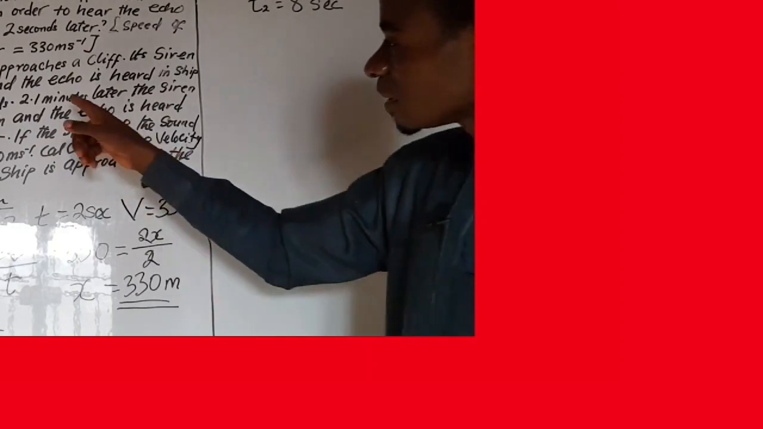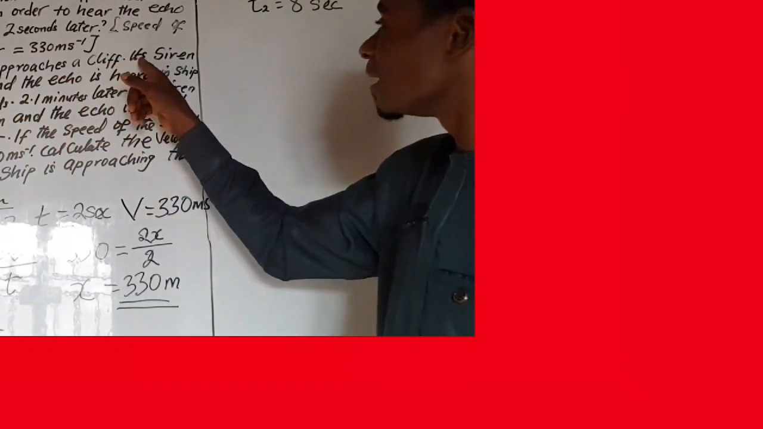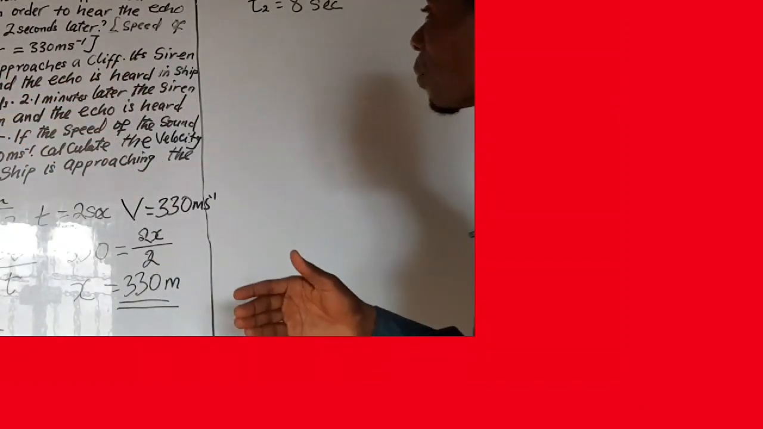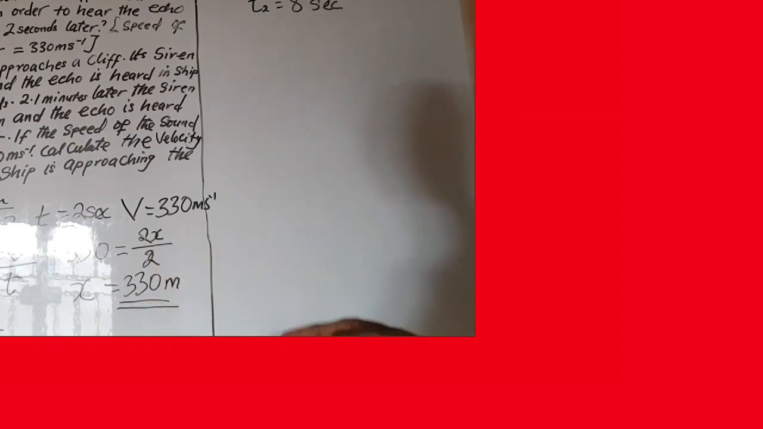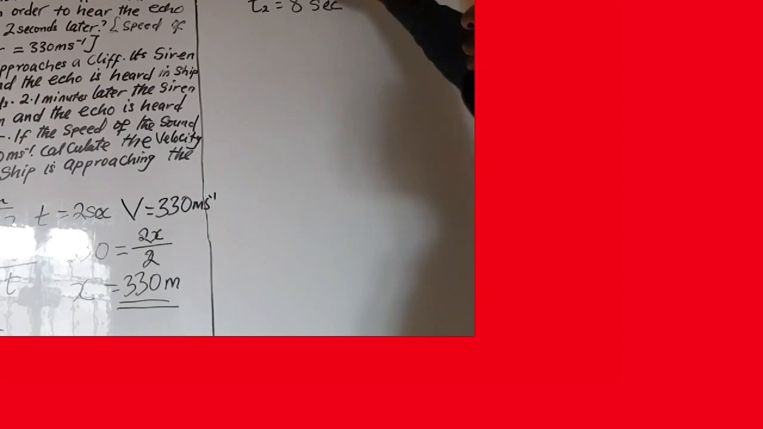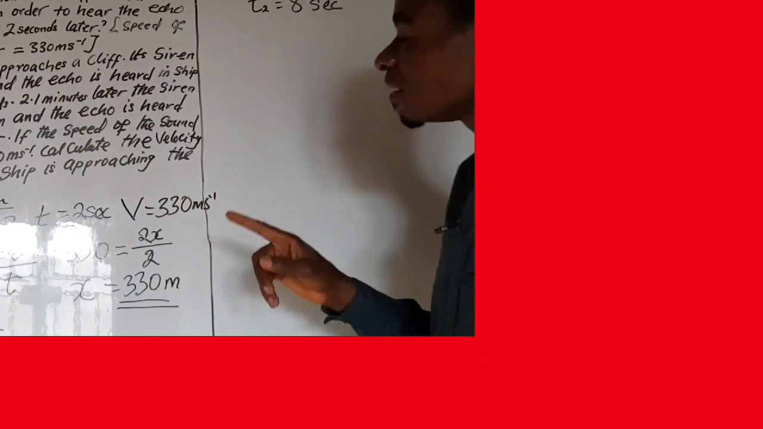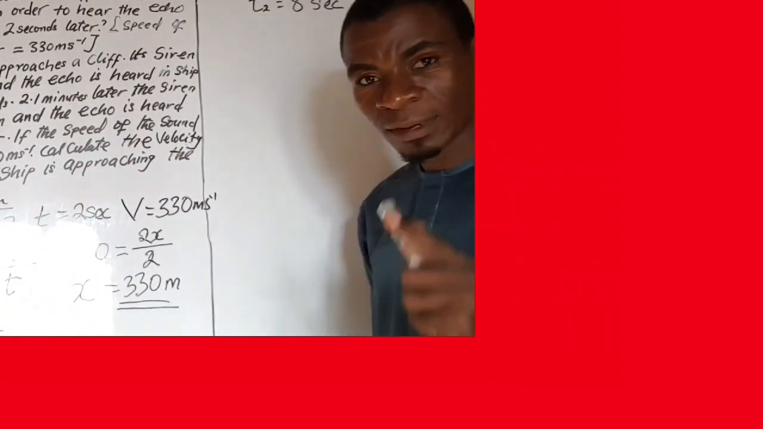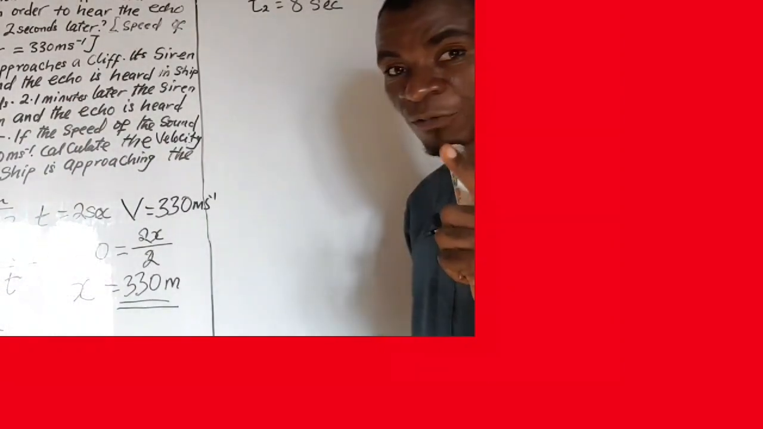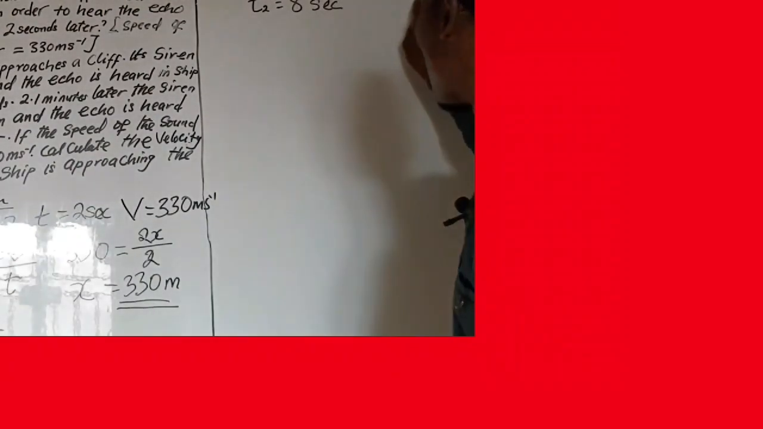But this time is not the one for the echo, because if you go through the question, they said as a ship approaches a cliff, its siren is sounded and the echo is heard. So this time is for the echo. The echo is heard after 12 seconds. 2.1 minutes later, the siren is sounded. So this 2.1 minutes later is not the time for the echo. So you put it aside, different.